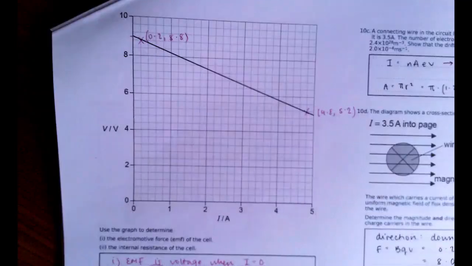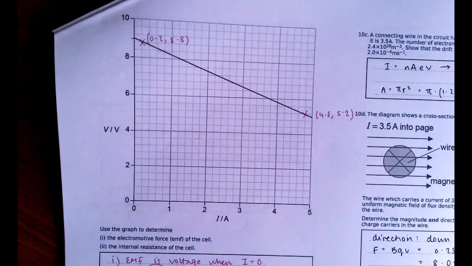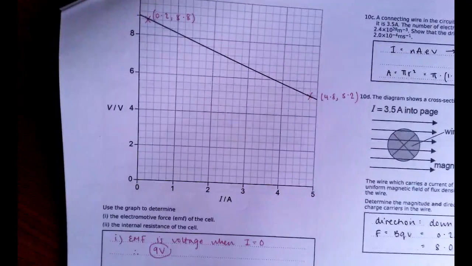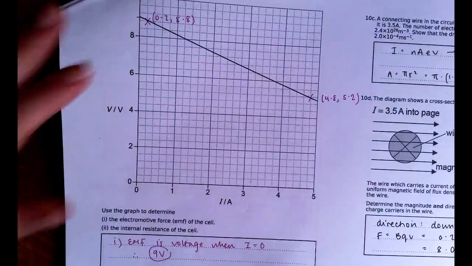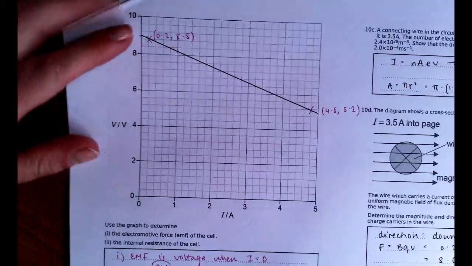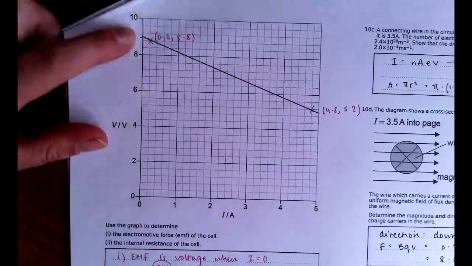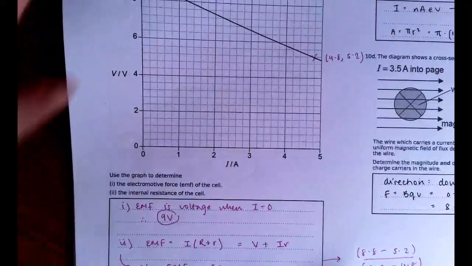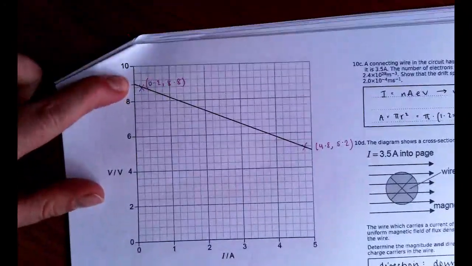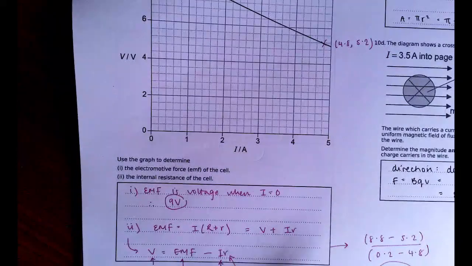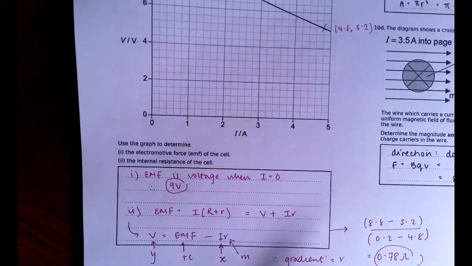So you've got voltage on the y-axis, current on the x-axis, and the first thing it asks you to find is the EMF of the cell. So that's going to be the voltage supplied when the current is 0. So you just read your y-intercept, and that's going to be 9 volts. When no current flows, there's no internal resistance effectively, so the voltage is the EMF.